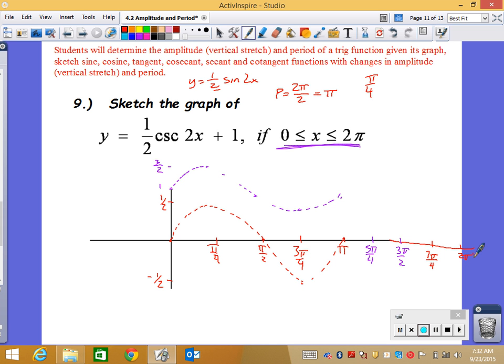So everything just gets copy-pasted now. Up to 3 halves. Down to 1 again. Down to 1/2, sorry, and then back up to 1. So this is my 1/2 sine 2x plus 1 over 0 to 2 pi. That's 2 full cycles. Now remember, when we draw cosecant it has asymptotes. But do you remember where the asymptotes were? They were at the second key point, or if you want to think of it in terms of the points that they share.